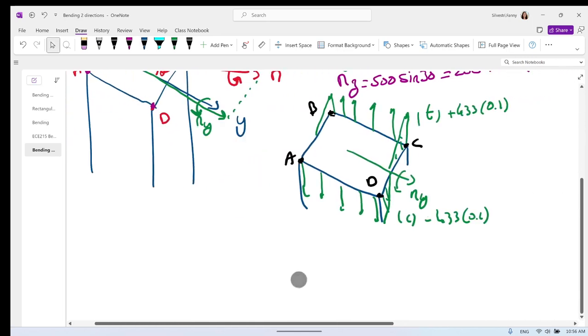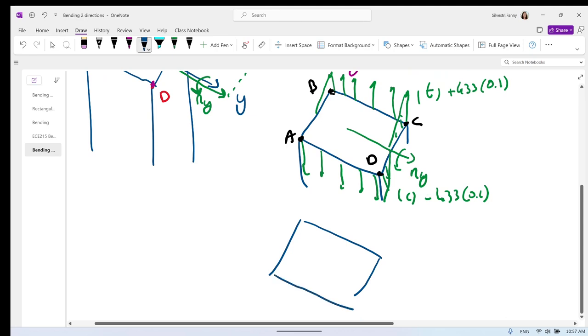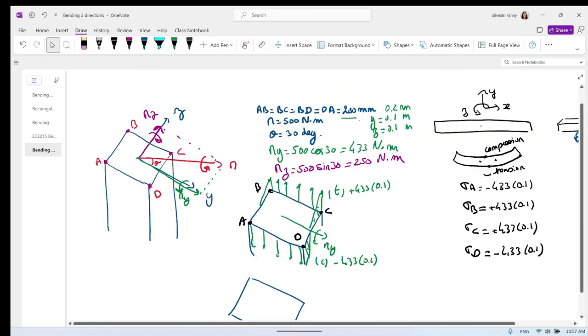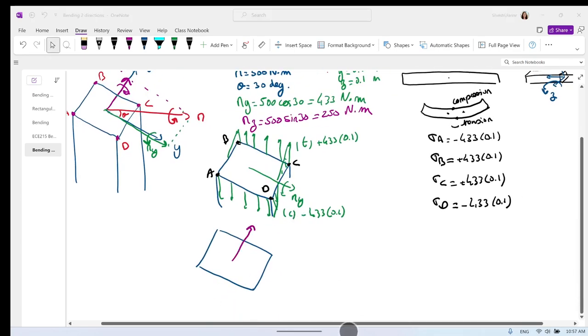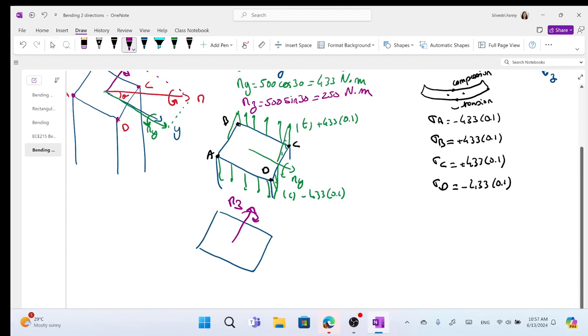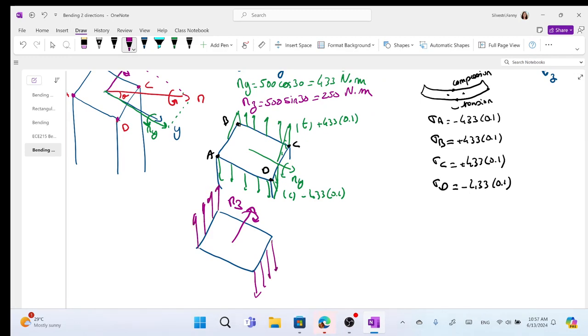So we redo our section. Okay. And this time we will look at the effect of the moment Mz. So Mz is this way and turns this way. So those fibers are in compression and those fibers are in tension.